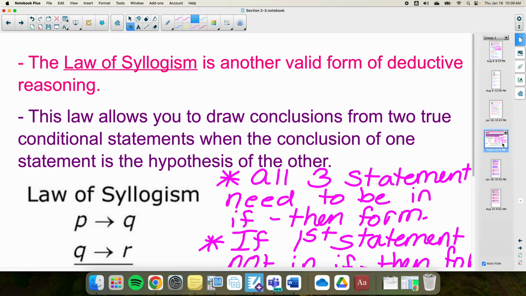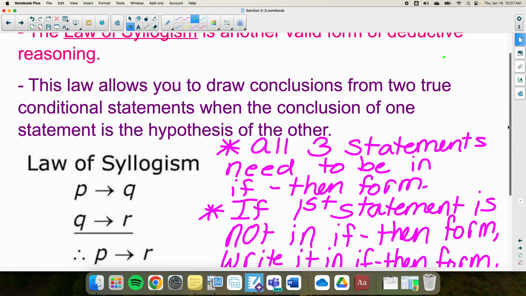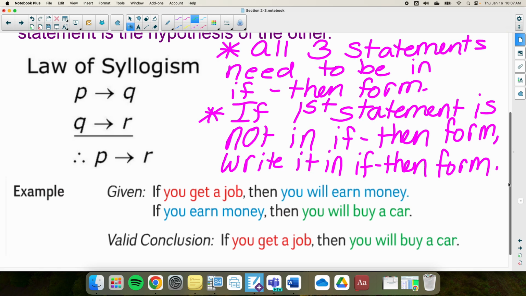Now, let's go to this page. So now this is that second law that I showed you. It's called Law of Syllogism. And like I said, in this one, all three statements have to be in if-then form. So if you're trying to decide between the two laws, you can tell just by the way they're written. If they're in if-then form, all three of them, then you want to think of this law, okay?